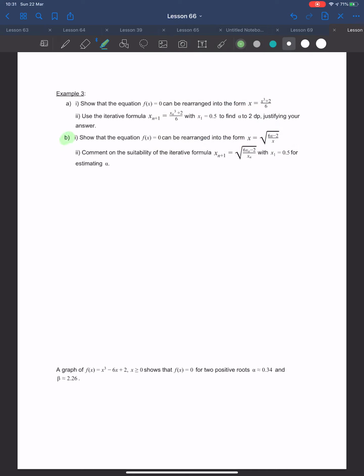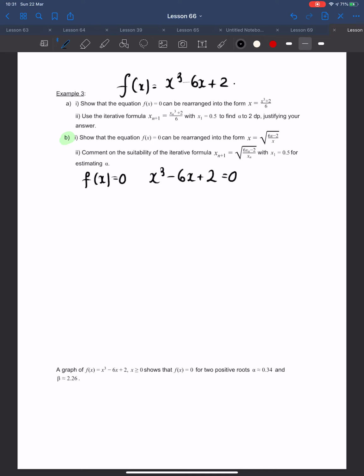It says, show that the equation f of x equals 0 can be rearranged again into another way: x equals the square root of 6x minus 2 divided by x. Okay, let's do that then. Our f of x was x cubed minus 6x plus 2. So if we've got f of x equals 0, x cubed minus 6x plus 2 is 0. So in this rearranging, we've got a 6x minus 2. And it's a plus 6x and a minus 2. So I'm going to start by getting that in there.